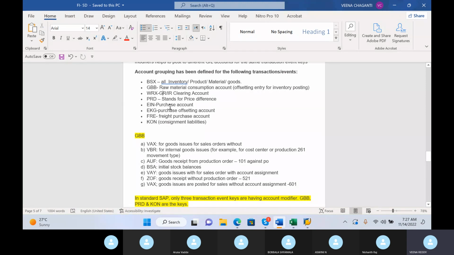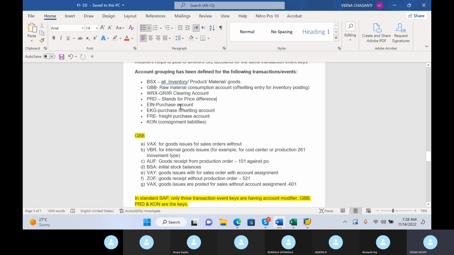BSX, GBB, WRX, we know GR/IR clearing account. PRD, price difference. We will maintain it if any price difference is there for a moving price. For example, if we bought some raw material from the vendor for 1,000, after moving to our manufacturing to finished product, the product price will increase to 1,500. So the 500 will go to the price difference account. At the end of the day, the price difference and total price of the product will come under the balance sheet account. This price difference account balance will be shown in the balance sheet account.